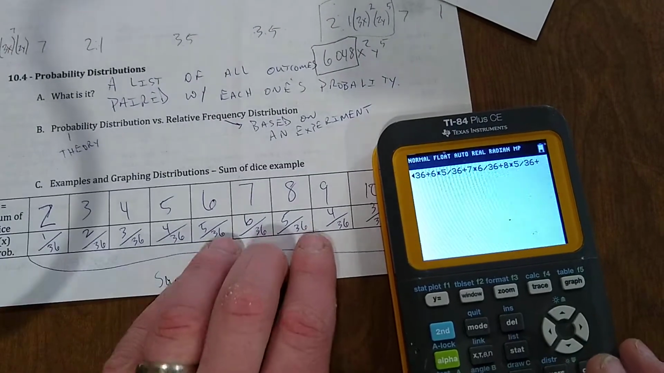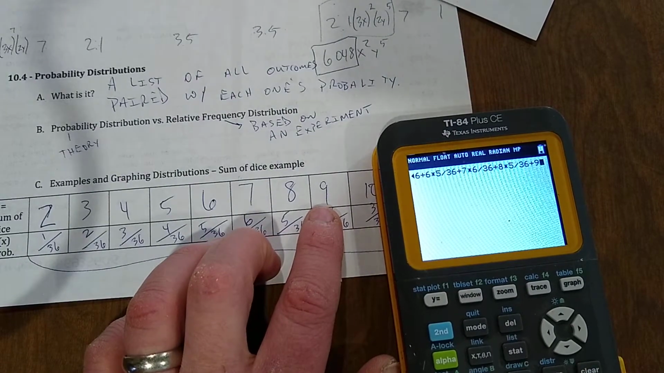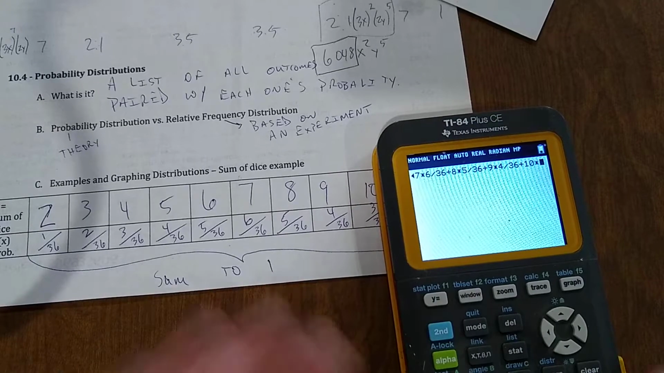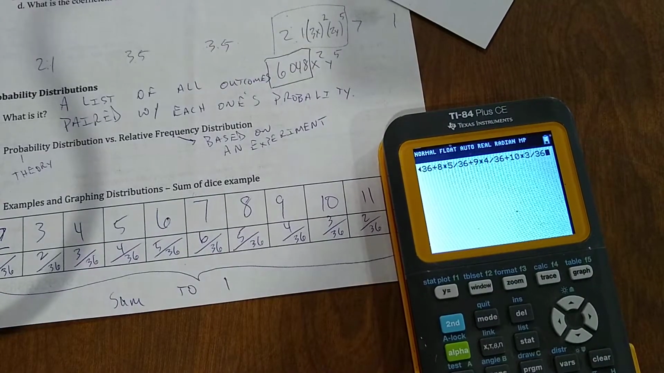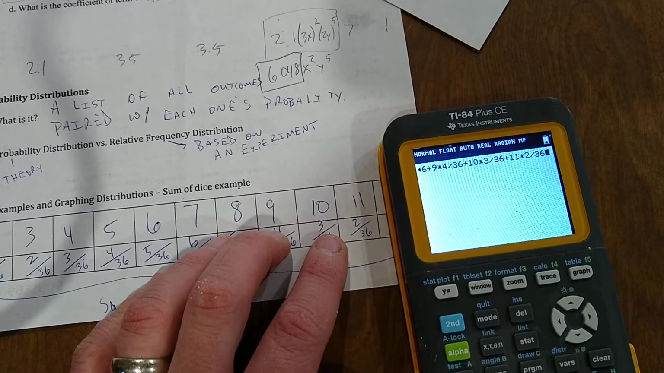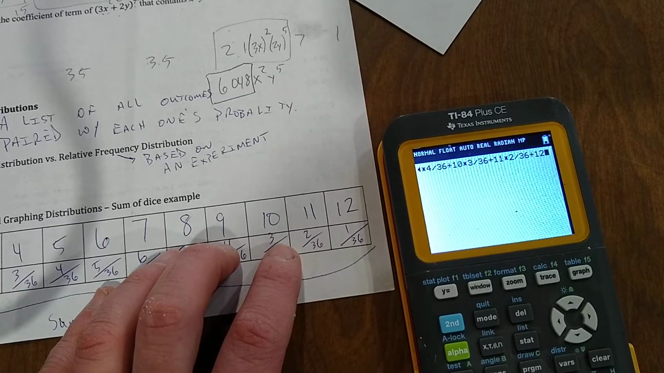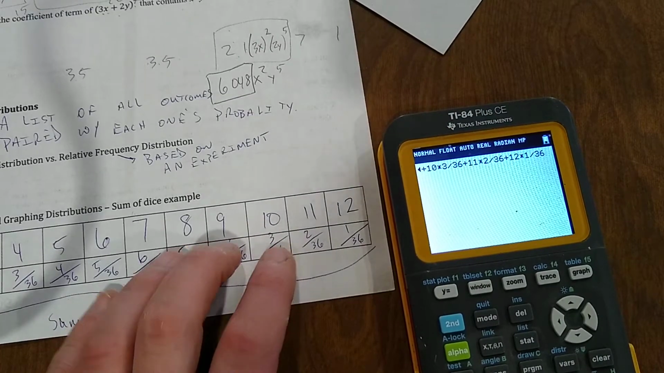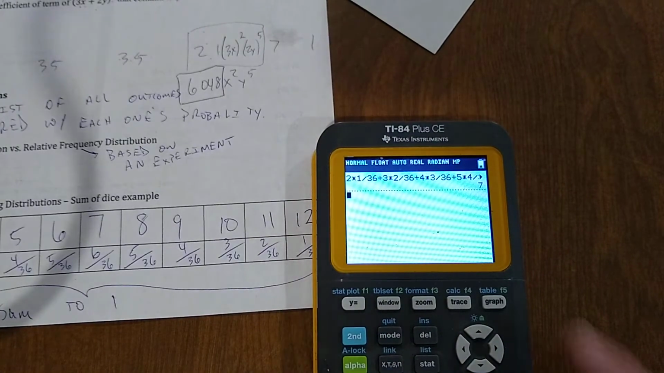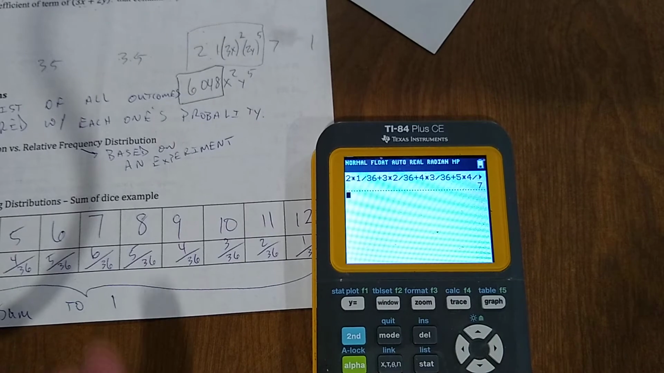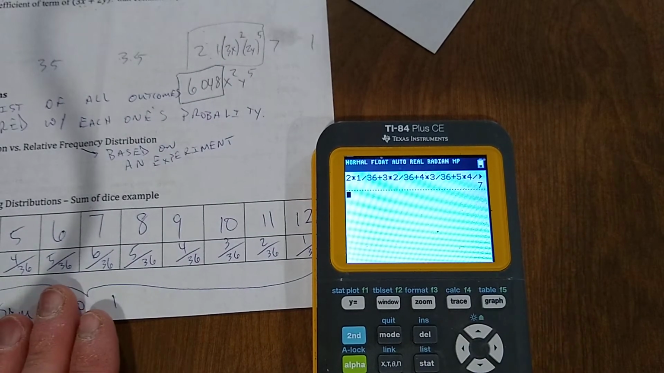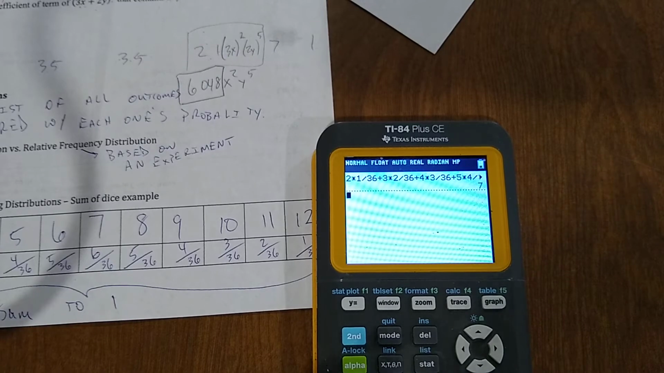So if you can see what I'm doing here, I'm taking each outcome and multiplying by its probability. Go ahead and hit enter. Boom, you get 7. That makes sense because that number is right in the middle. It won't always be smack dab in the middle, but this one is a nice symmetrical one.